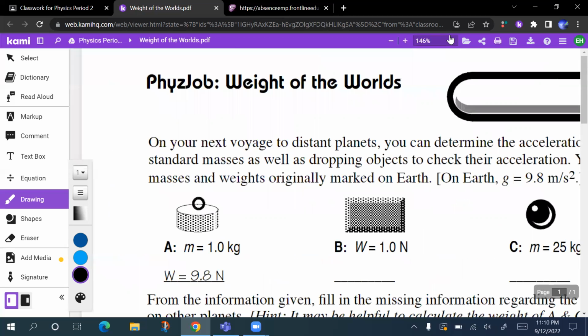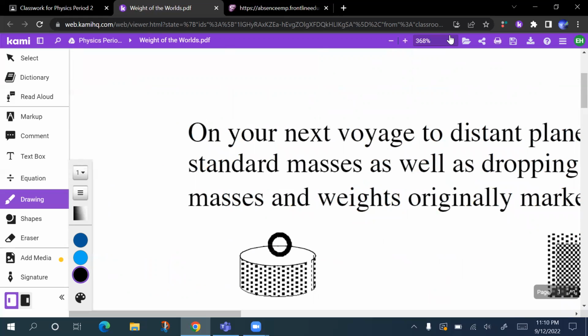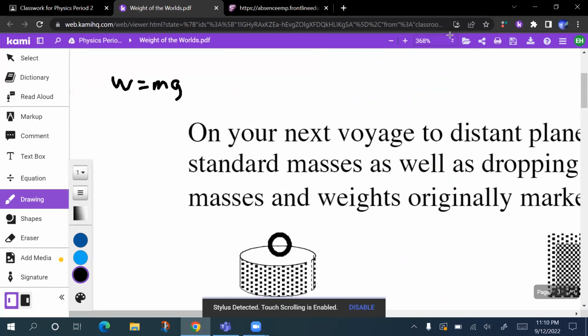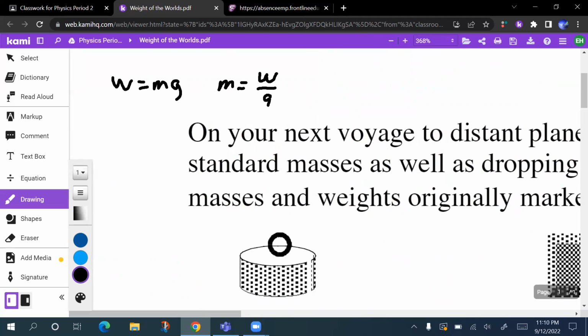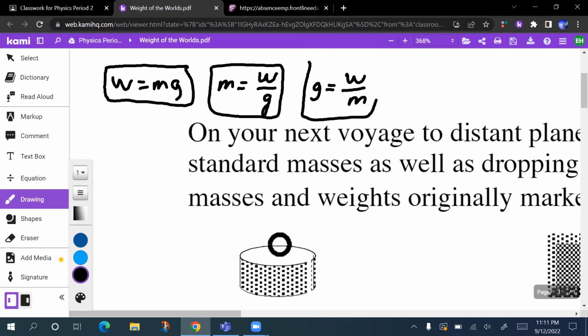Well, if you recall, when we updated our formula sheet, the weight of an object is equal to an object's mass times g. Now, in order to find the mass, we would need to divide by g. So to find the mass would be the weight divided by g. And also to find g, we would need to divide by mass. So we're going to take a look at these three relationships throughout this activity. Be prepared with your calculator to do the work along with us.